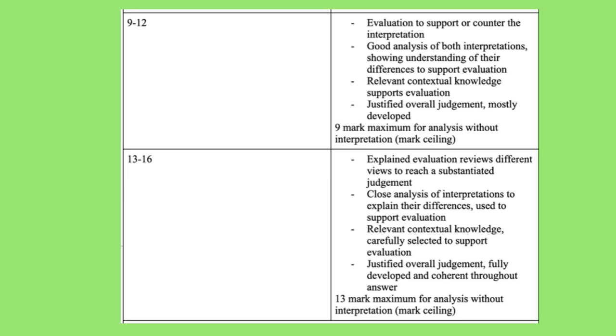These are the top two bands. Now to score here, we need to have a substantiated judgment. By that we mean that you've made an argument on whether or not you agree with interpretation 2, and it's fully explained. You've really got to grips with what the interpretations are getting across and explained fully why you agree or disagree with it. You've brought in contextual knowledge, which shows a very detailed knowledge of the topic, and use that to support your argument.